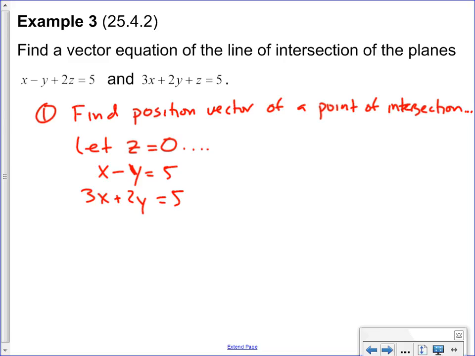Well, if they're both equal to 5, then set them equal to each other. There's no need for a row reduction, is there? No.